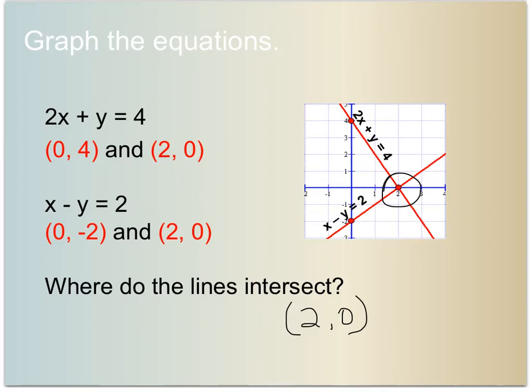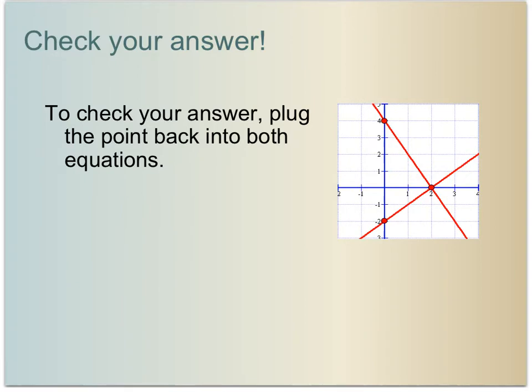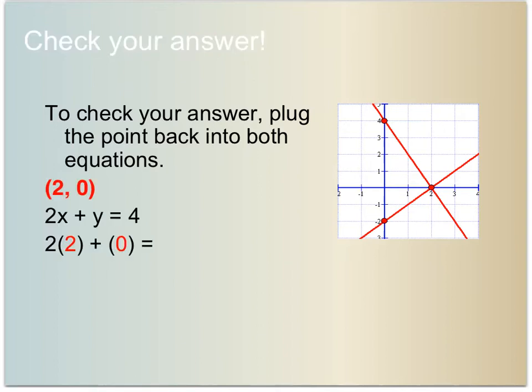The last step is to check that the ordered pair 2, 0 works for both equations in the system. Remember, we practiced testing a point to make sure it was a solution for both equations. So, how do we do that? We just take each coordinate of the ordered pair and plug it into both equations and see if it works. So let's plug it into the first equation, 2x plus y equals 4, and see if it gives us a true solution. So plugging 2 in for x and 0 in for y, do we get an answer of 4?